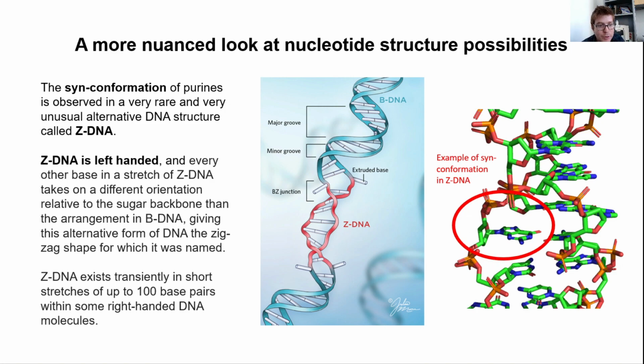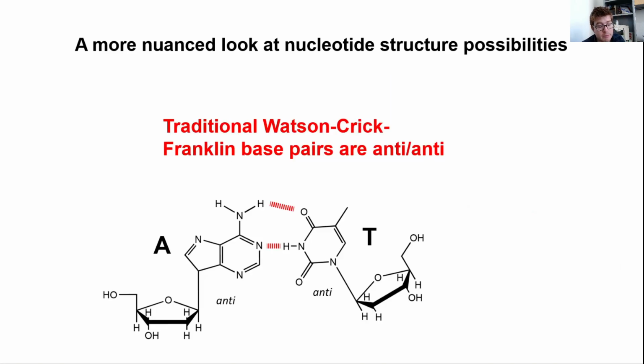So it's not completely an irrelevant conformation, but it is pretty rare and pretty minor. Now, the other thing about syn nucleotides to ask yourself is, well, a traditional Watson-Crick-Franklin base pair occurs when both nucleotides are in the anti-configuration. So if we have this interaction here between adenine and thymine, we've got our Watson-Crick-Franklin base pairs between those groups, and the configurations are anti-anti.